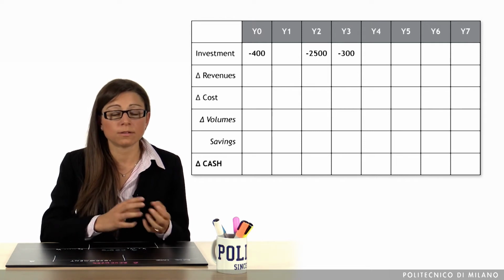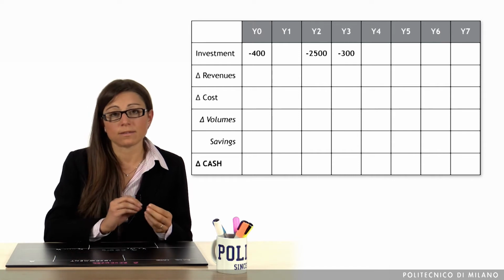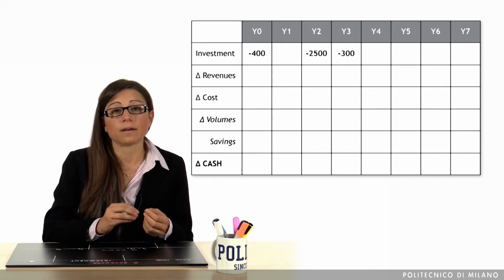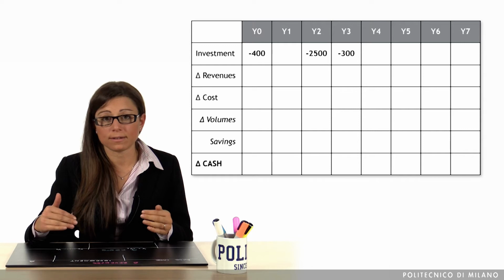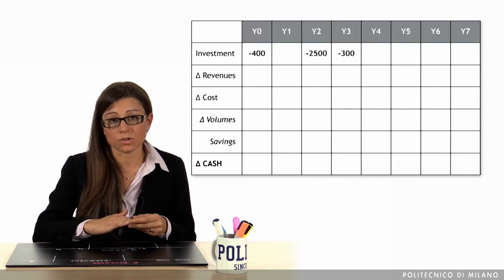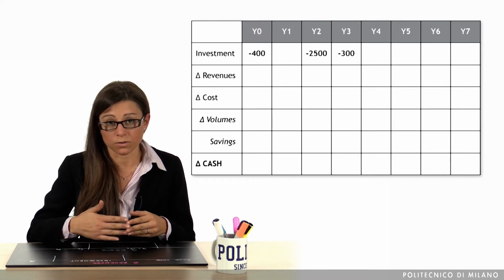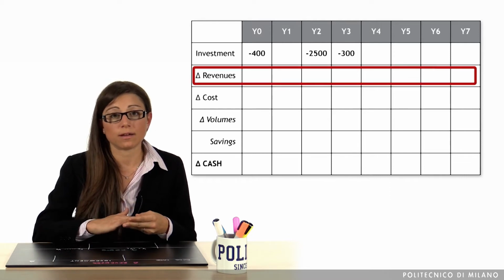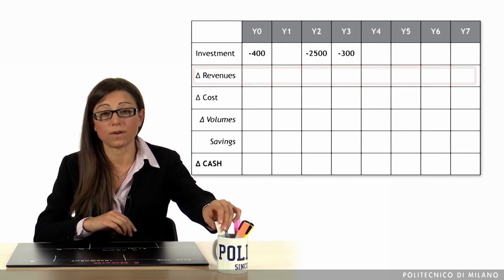Pay attention that in the table we are filling in, we are providing data in 1,000 euros. Once we have identified the amount of the investments, we can now move to calculating the variation in the revenues and then the variation in the costs. Let's start by calculating the variation in the revenues. We are talking about variation because we need to adopt an incremental logic.